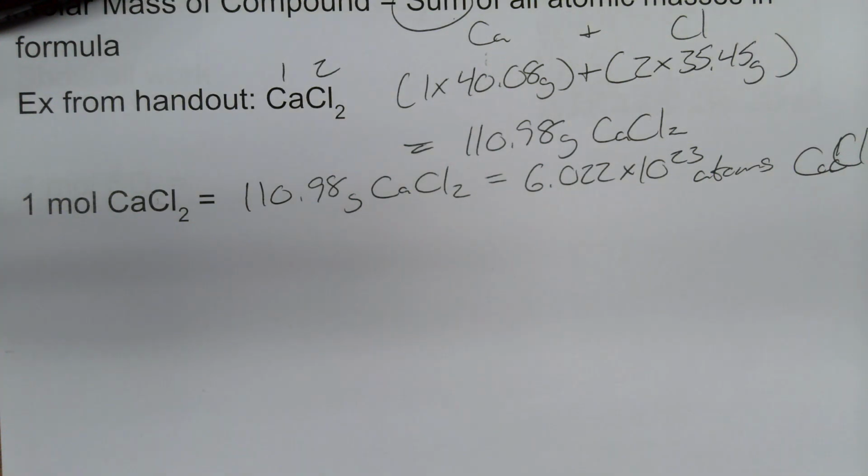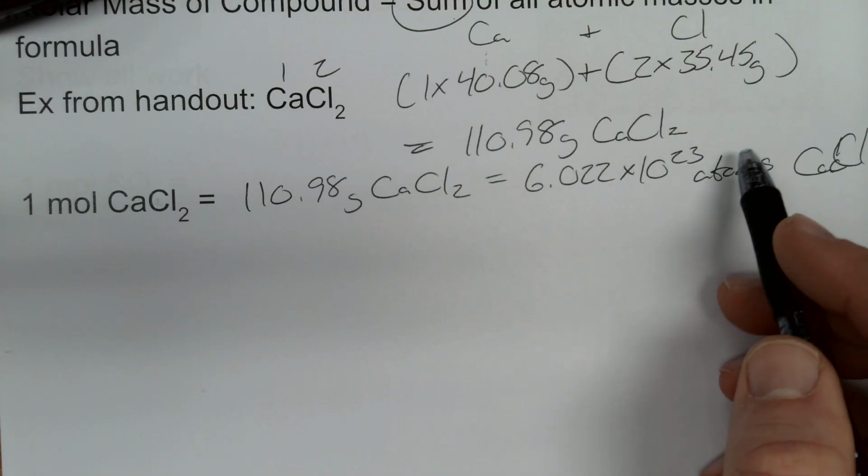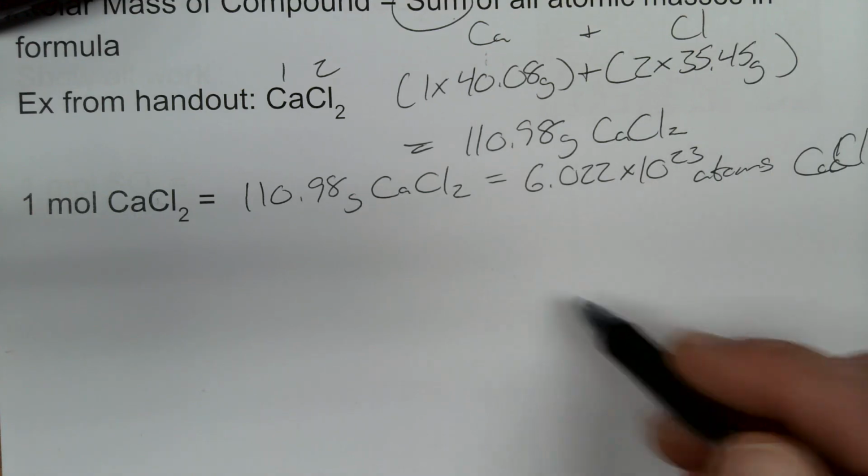It is my dozen. Whether I'm looking at a dozen paper clips, a dozen donuts, a dozen students, a dozen binders, it always means 12 of something. 12 donuts, 12 paper clips, 12 students, 12 binders. 1 mole always equals 6.022 times 10 to the 23 atoms. This is our dozen.